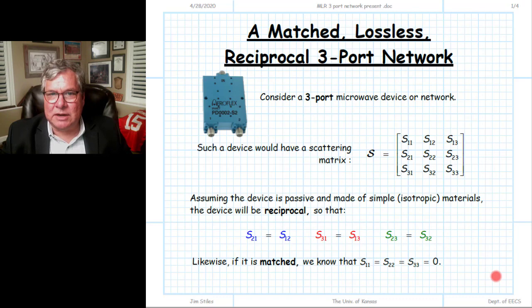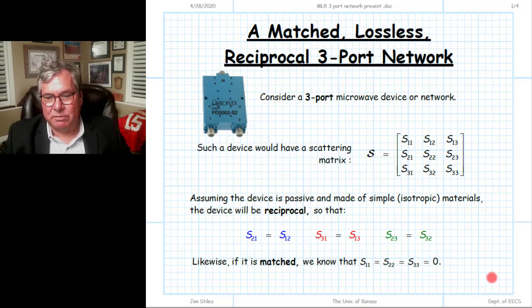So let's consider what a scattering matrix for a three-port device that's matched, lossless, and reciprocal would look like. And it's interesting. I think this is one of the most interesting things of scattering matrix theory, the idea that you can impose mathematical restrictions on the scattering matrix that map from physical descriptions of the device itself. And so this one is very interesting.